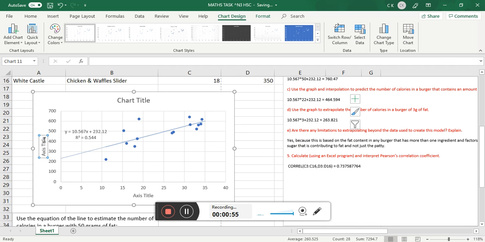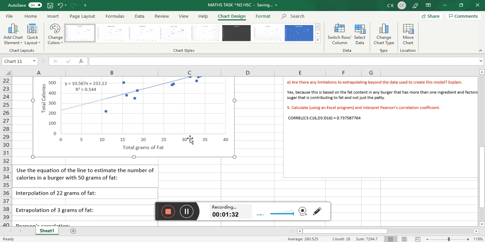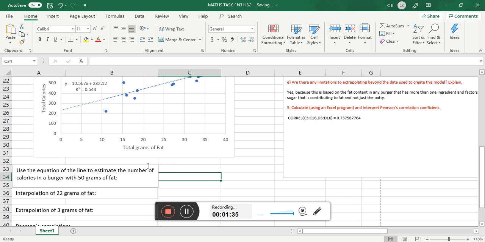Now for the vertical axis, we're going to write total calories. For the horizontal x-axis, it is total grams of fat. And for the chart title, we're just going to write calories in, oh, I should write amount of calories in various burgers.